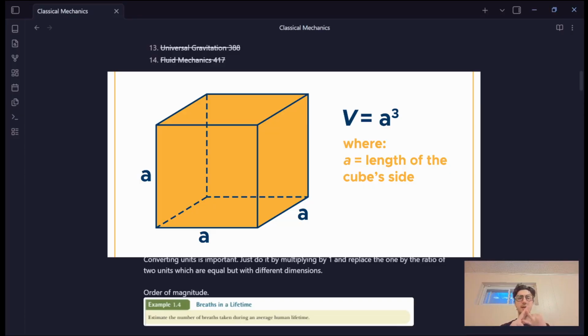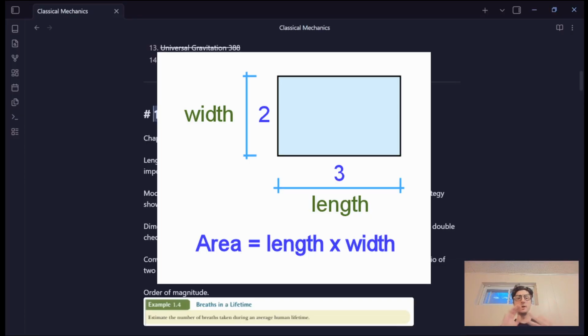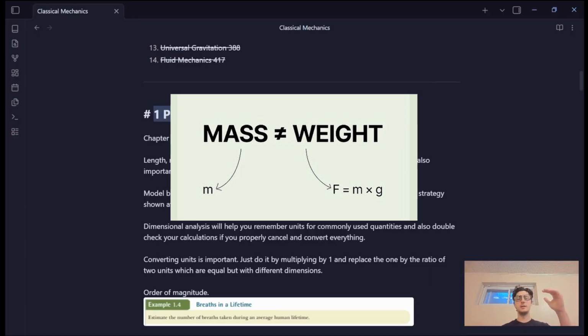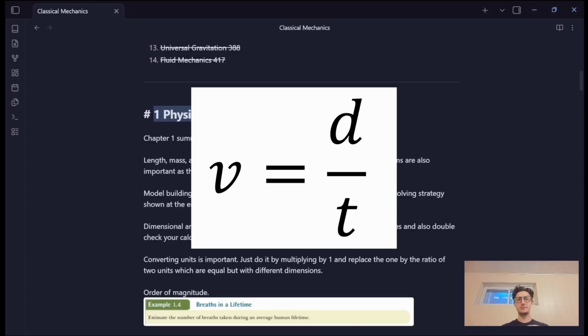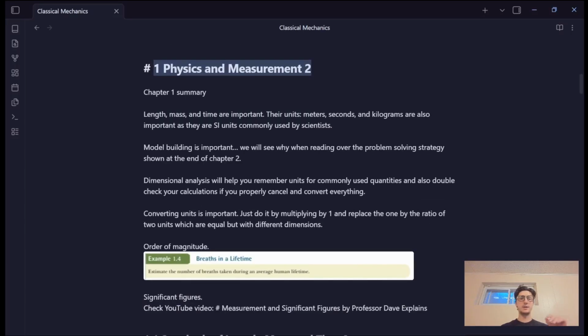Volume is length cubed. Area is length squared. Mass is related to weight. Length over time is velocity.